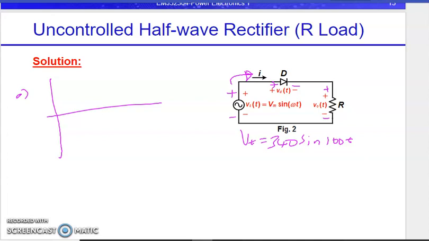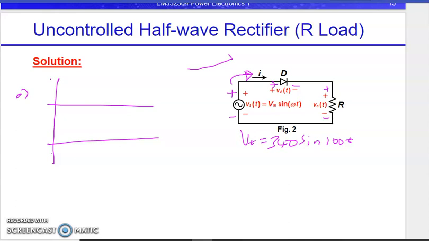So it means that you have to sketch comparing between input and output. Yeah, between input and output. So you make it in one plane, where one is your V in and another one is your V out. For 2 cycles it should be 2 pi here, so 4 pi here.